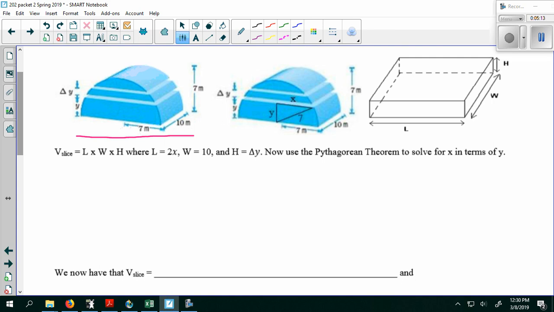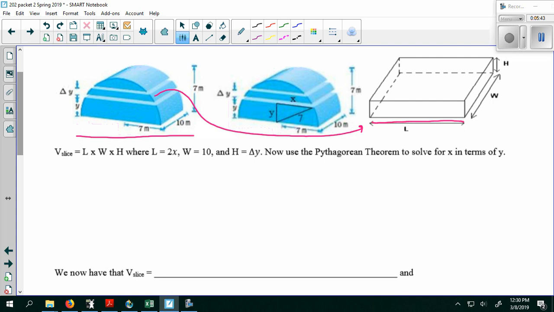Okay, so the volume of each slice, right? This is my shoebox looking thing. This is redrawn here just to make it really clear, looking at this shoebox type thing. Its volume is going to be length times width times height. The length of this shoebox is 2x. So this distance is x, 2x.